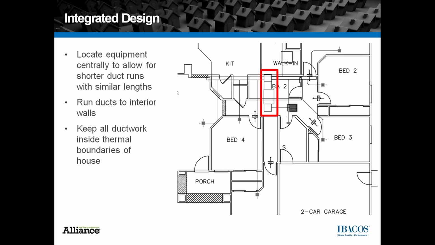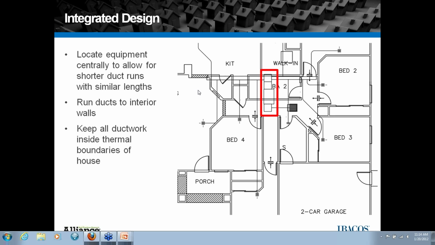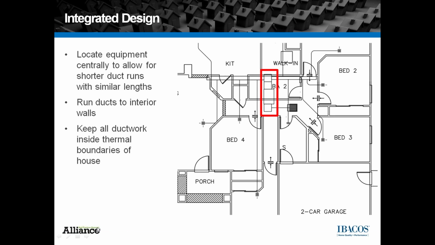We're getting into some of the things you're looking for as you do this integrated design. By locating equipment centrally on the plan, you'll end up with shorter duct runs. We're looking to run ducts to interior walls and keeping ductwork inside the thermal boundaries of the house. We'll touch on these points much more later in the presentation.